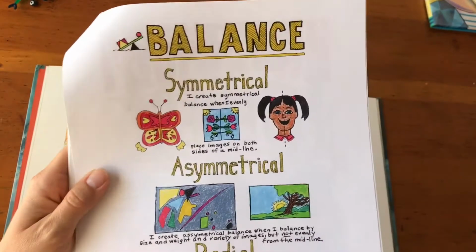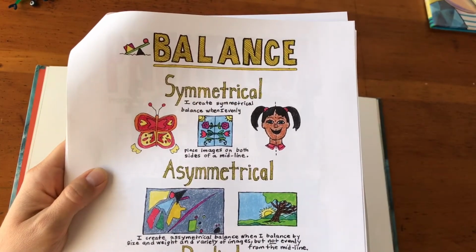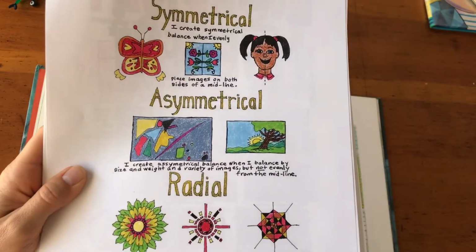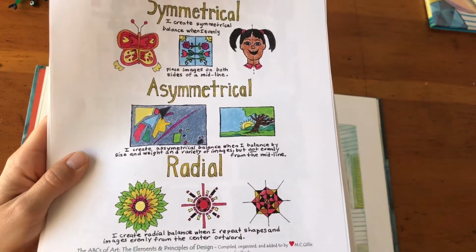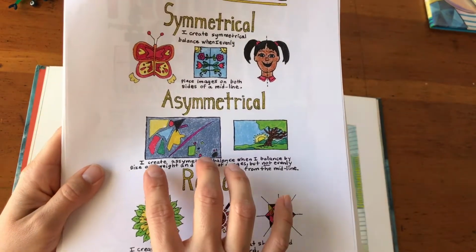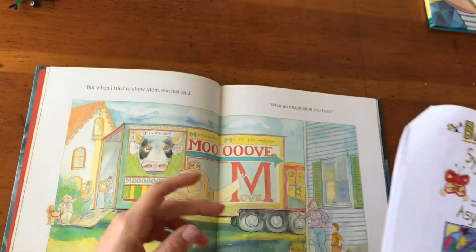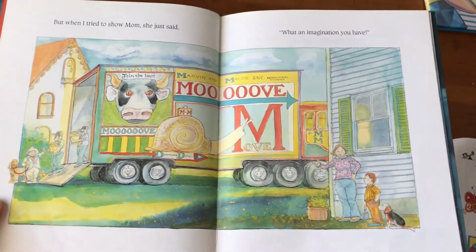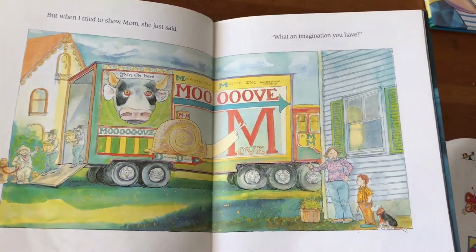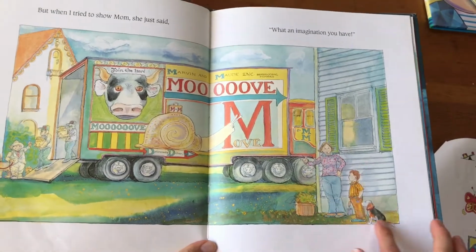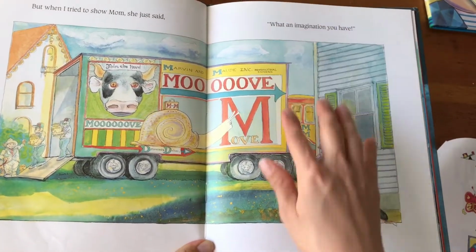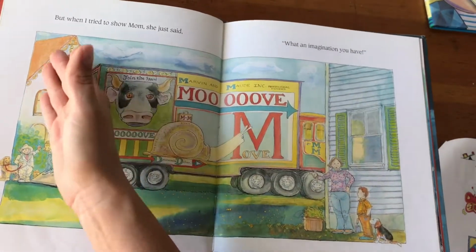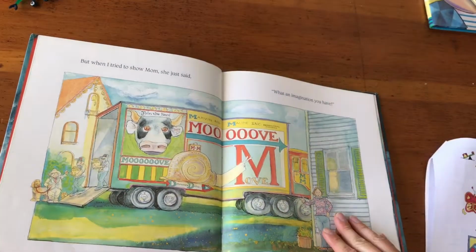I notice balance. Now there are a few types of balance. There could be symmetrical balance, like a butterfly, same on both sides. Asymmetrical balance is when you balance by size and weight and variety of images, but not evenly, like a butterfly from the midline. So this picture here is balanced because there's the same amount of images on both sides, but they're not exactly symmetrical.